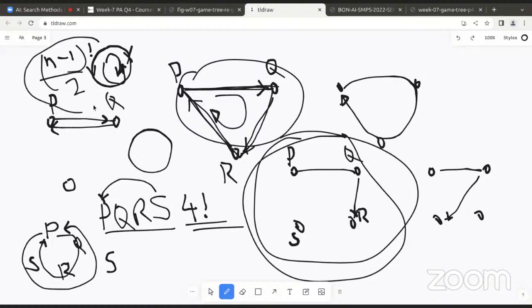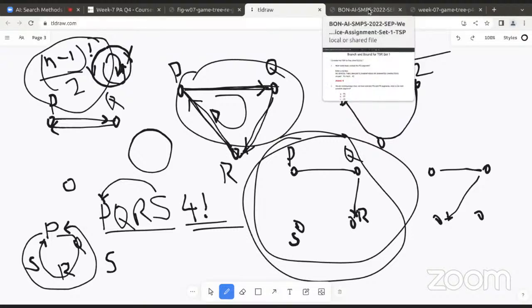This is the reasoning. That's why we gave you a very small problem, 5 cities. So 5 minus 1 factorial by 2. This is the number of tours. Now you tell me what is 5 minus 1 factorial by 2? 12. So you guys are missing a lot. I think you will mess up this too. Assuming that you do A star, alpha beta and SSS star well, you're in the clear.